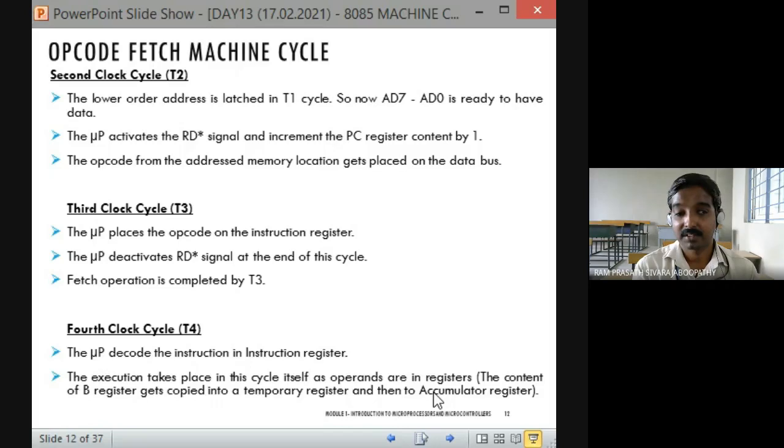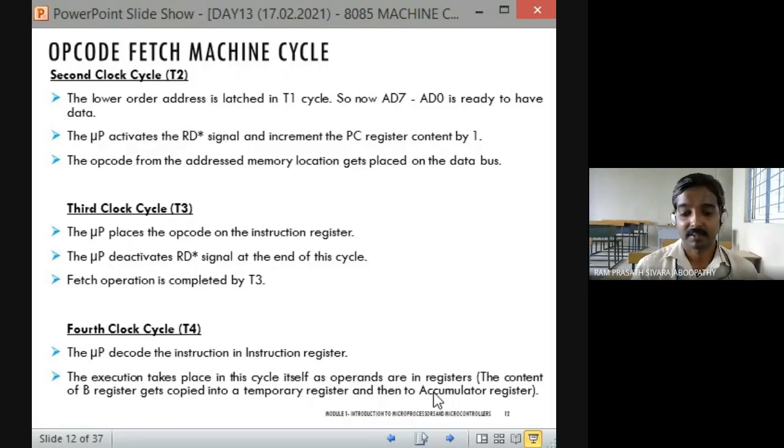Yes. For the instruction we took, fetch, decode and execute all finished in the same cycle, the opcode fetch machine cycle itself. Clear? Some 1 byte instructions execute in this manner.